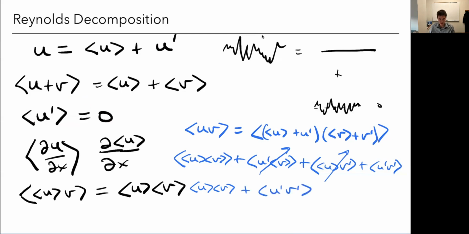And this, as we'll see, is going to be a real challenge here. So if I take the average of a product, it's not just simply the product of the averages. I have to add also this average of these fluctuating components. Okay, so that's going to be important. Offhand, we might initially think that would be 0, right? Because the average of a fluctuation is 0, but the average of the product of two fluctuations is not necessarily 0.